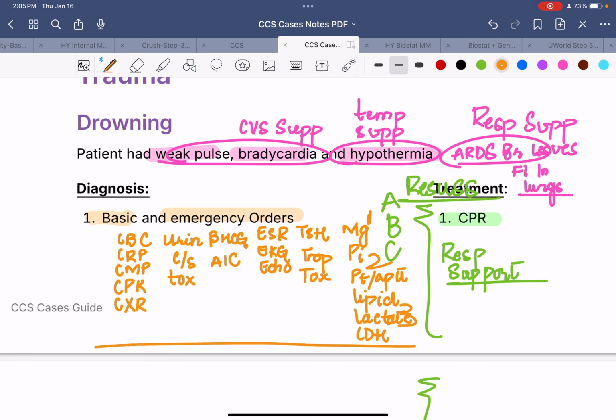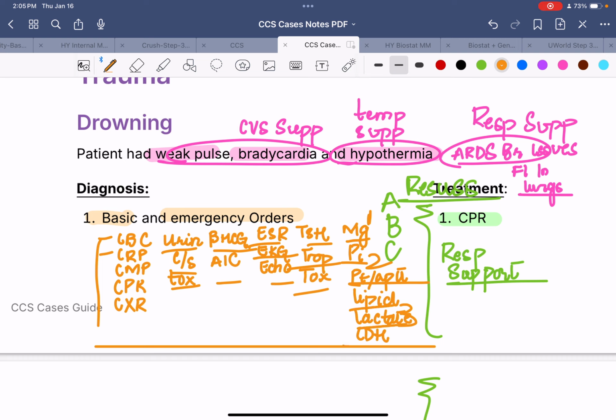If you want a quick review of these orders, you can go to the first video in the series, Rapid Fire Review, General and CVS, where I have explained these orders in detail. But just a quick review: C for CBC, CRP, CMP, CPK, and CXR, which is chest X-ray, along with urine analysis, culture and sensitivity, toxicology screen, beta HCG if she might be pregnant and is a woman of reproductive age group, hemoglobin A1C, ESR, EKG, echo, TSH, troponin, toxicology, then magnesium, phosphate, PT, PTT, lipid, lactate, and LDH.